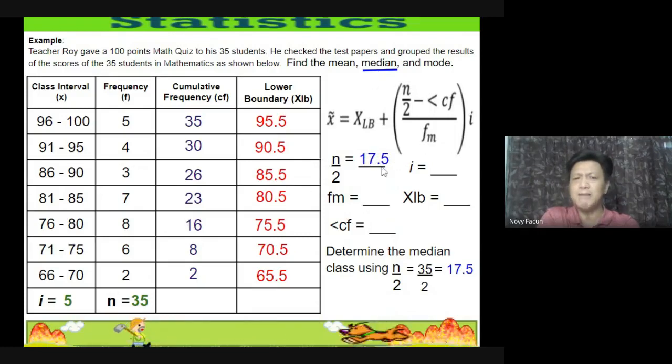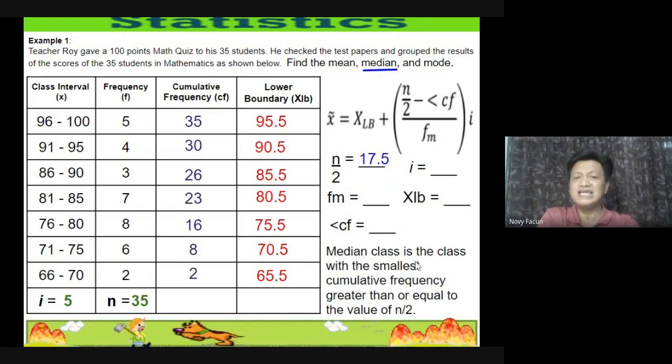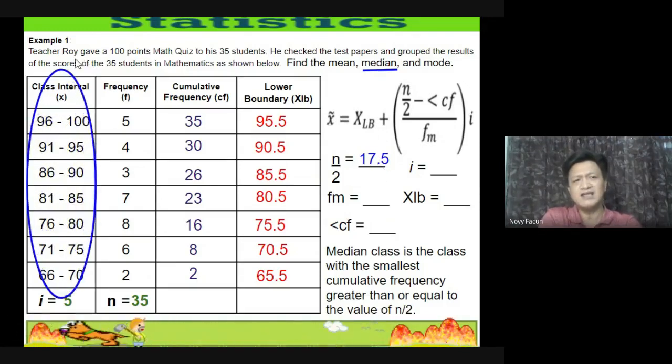So ano yung gamit ng n over 2? Remember, the median class is the class with the smallest cumulative frequency greater than or equal to the value of n over 2. Ano nga ba yung n over 2 natin? Ito yun, di ba? 17.5. Ang ibig sabihin nito, titignan natin dito, sa class interval na ito, saan natin makikita yung tinatawag na median class?